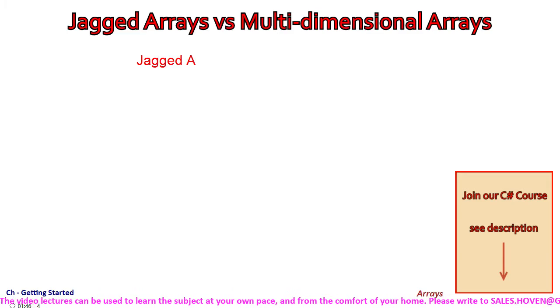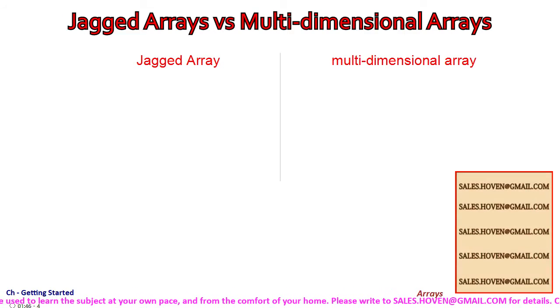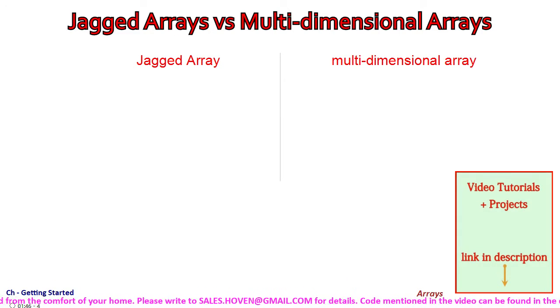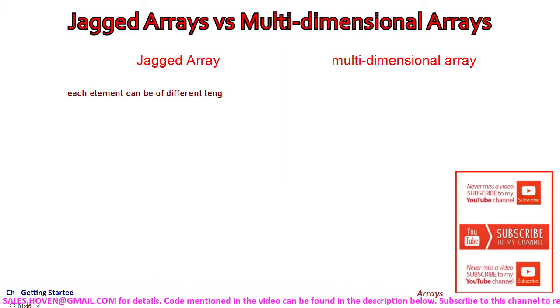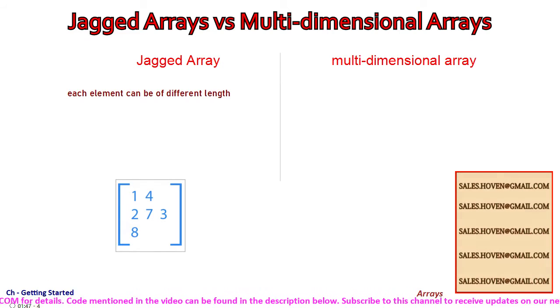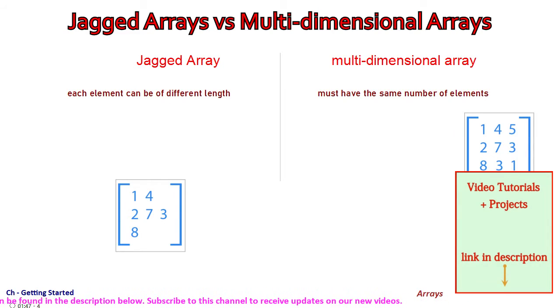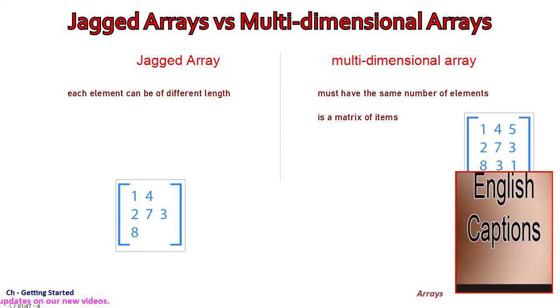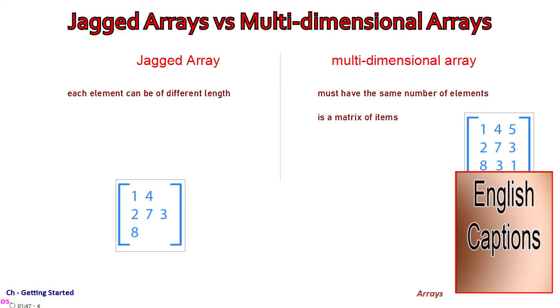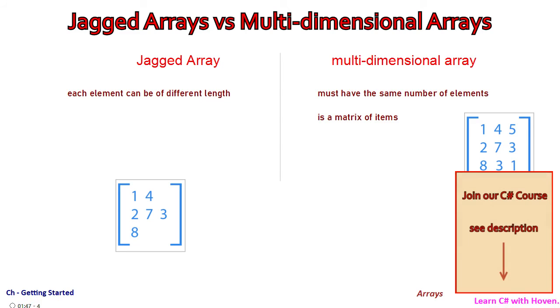Now the next question is, how is a jagged array different from a multidimensional array? A jagged array is an array whose elements are arrays. We can call jagged arrays arrays of arrays. So each element of a jagged array can be of different length. But each element of a multidimensional array must have the same number of elements. A multidimensional array is like a matrix. It is a matrix of items where every element has to be of the same fixed dimension. But in a jagged array, you can have arrays inside them, and the length of each array can be different.